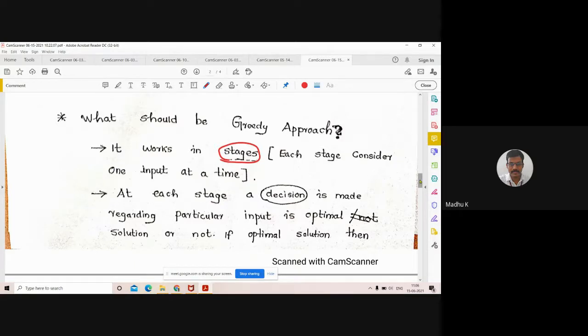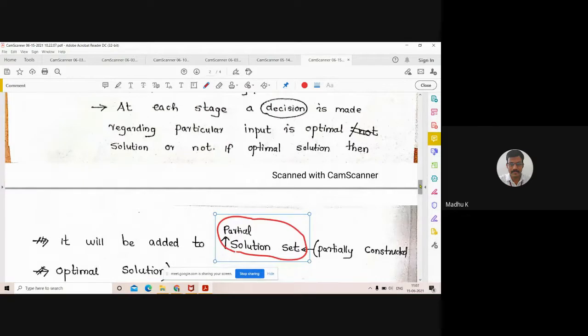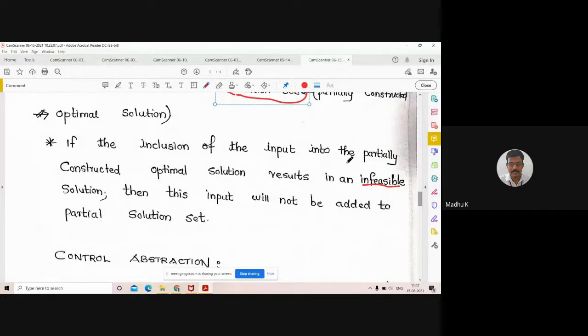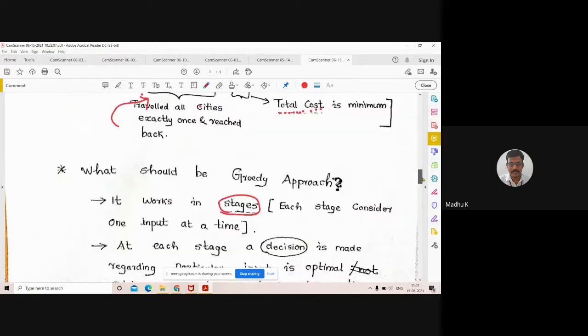This is the approach we use in the greedy approach. It works in stages, and each stage considers one input at a time. At each stage, a decision is made regarding whether the particular input is optimal or not. If it is optimal, it will be added to the partial solution set. If the inclusion of the input results in an infeasible solution, then this input will not be added. Then we check the partially constructed solution again, and if it is not feasible, we remove that input. This is the greedy approach.